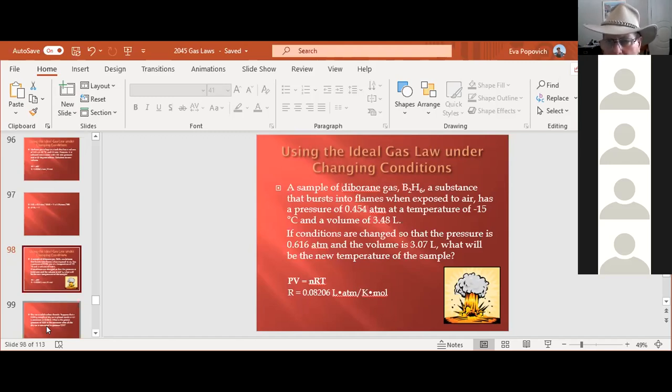Layla, are conditions changing? No. Wait. Yes. Do I use the ideal gas law? Yes. Okay, remember what I said at the start of this. If conditions do not change, use the ideal gas law. If they do change, then you're going to be using one of the other gas laws. Put together your overall equation. P1 V1 over n1 T1 is equal to P2 V2 over n2 T2.